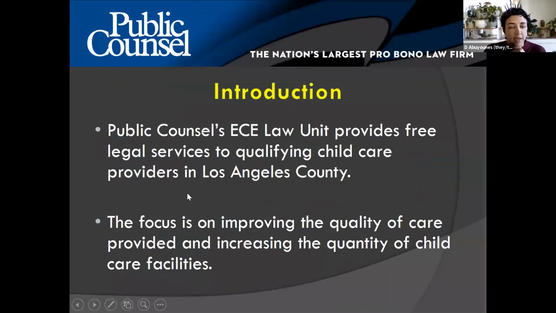So first, Public Counsel's Early Care and Education Law Unit provides free legal services to qualifying child care providers in Los Angeles. A qualifying child care provider means either providers who are low income themselves or who serve low income children. The focus is on improving the quality of care provided and increasing the quantity of child care facilities in Los Angeles County.